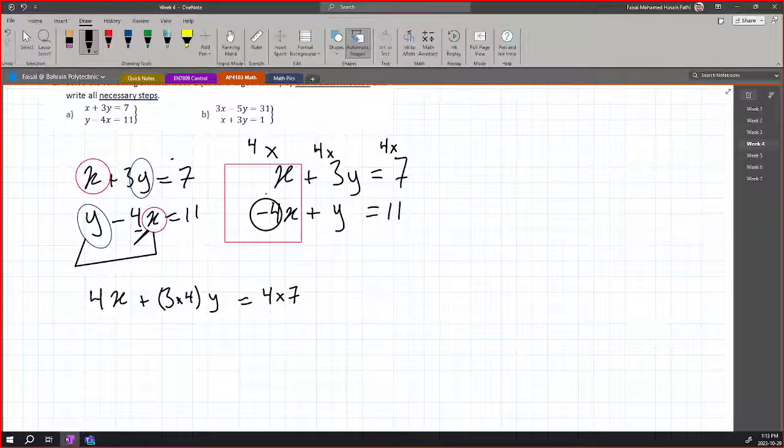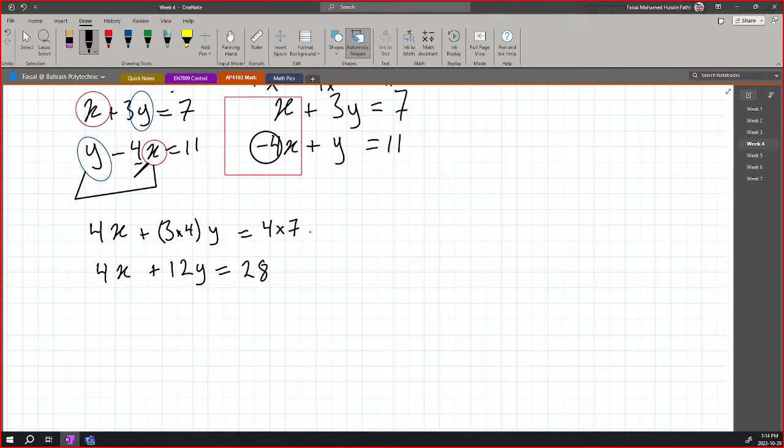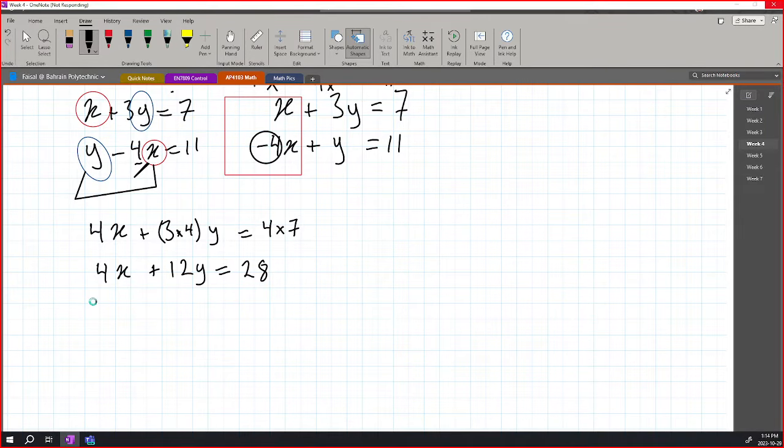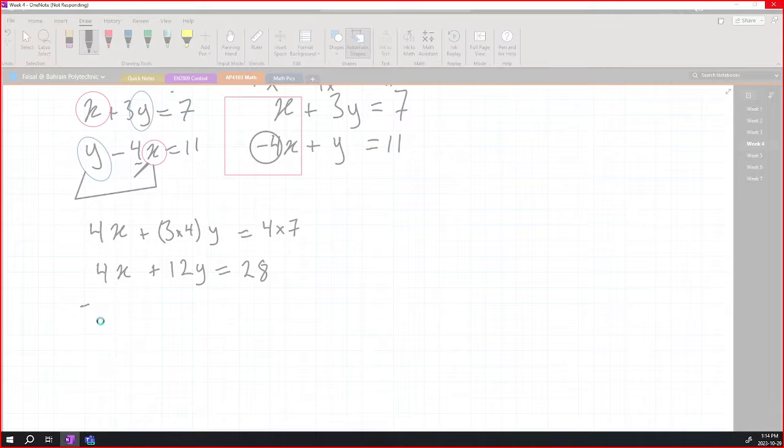The idea is that we want to eliminate this minus 4x in the equation down here. To do that, we have to multiply the other equation with the same constant we have for the x. So if we solve this equation, it's going to be 4x plus 3 times 4, which is 12y, is equal to 4 times 7, which is 28. Okay. And then we rewrite the other equation, which is minus 4. One second.